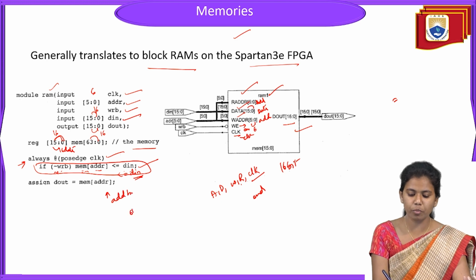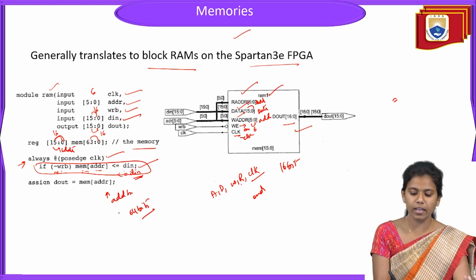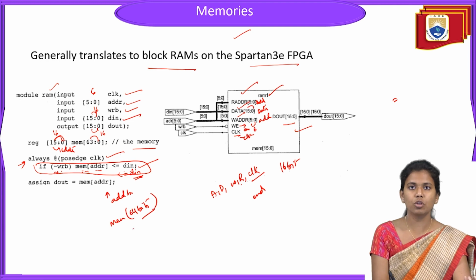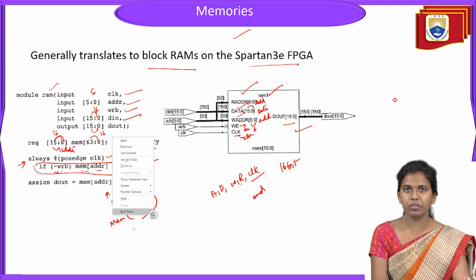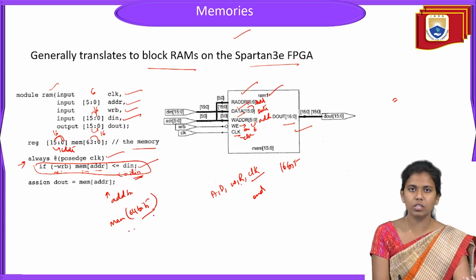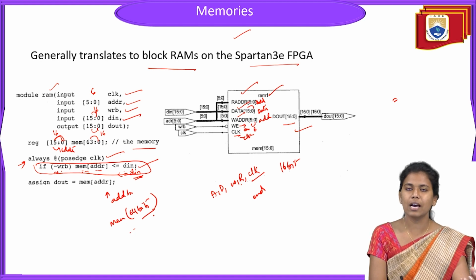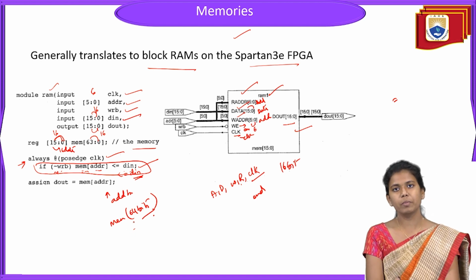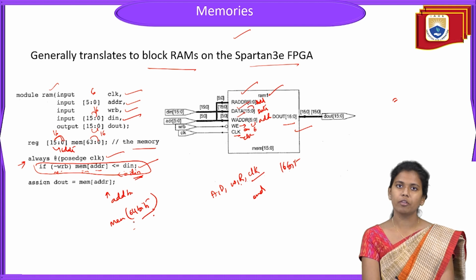So if it is 64 bits of data we are storing, it should be stored in the memory, that is, a memory of 64 bits of address bits. So assign D out, which is equal to 64 bits. So this is how, even for a memory allocation, the program can be written.